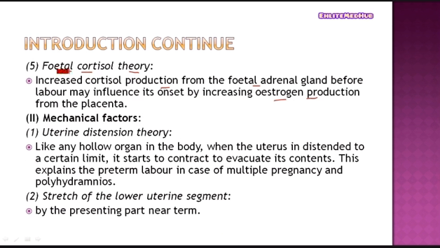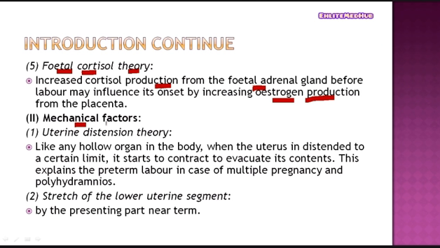So fifth is fetal cortisol theory. Increased cortisol production from the fetal adrenal gland before labor may influence its onset by increasing estrogen production from the placenta. So here, increased cortisol production from fetal adrenal gland before labor influences the onset of labor by increasing estrogen production from the placenta.